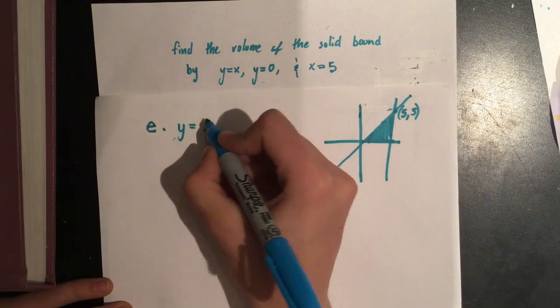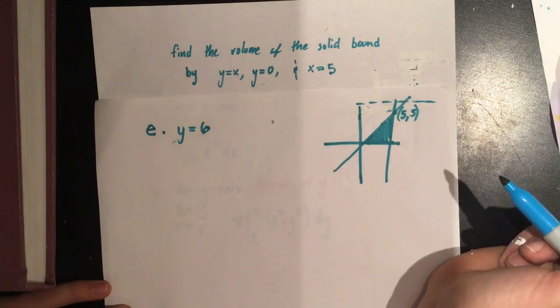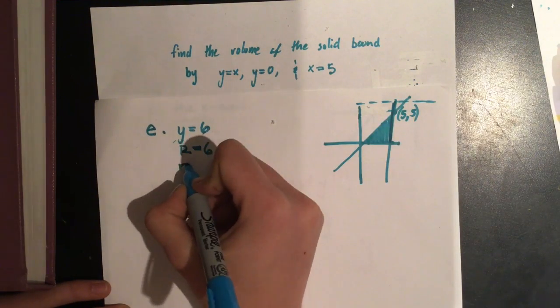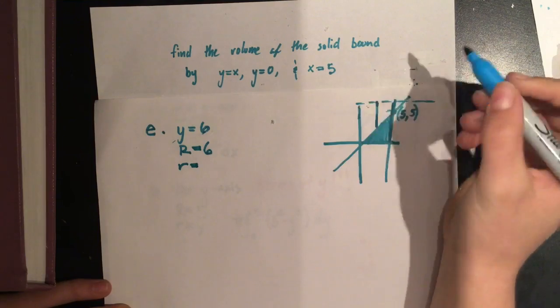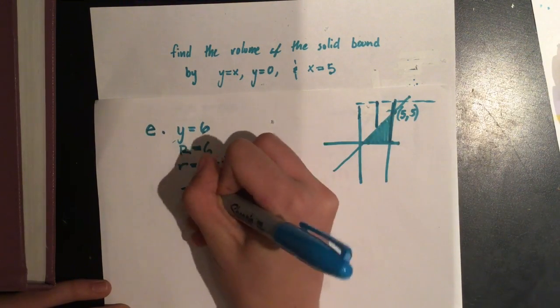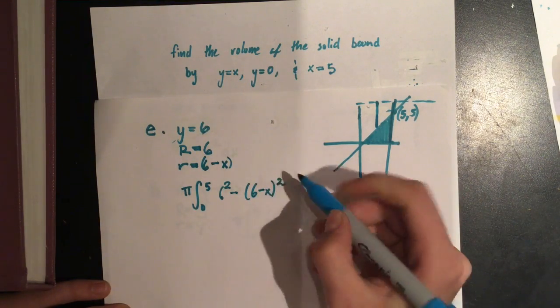For part E, we're going to have y equals 6 be the axis of rotation. For this, we get to keep things in terms of x, but it's above the solid that we're rotating, and the solid never touches it, so it's going to be a washer. Again, we find that big R and the little r, and then go through the same process of substituting into the expression that we were given at the beginning.